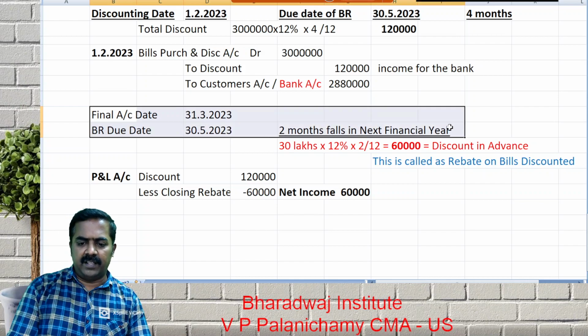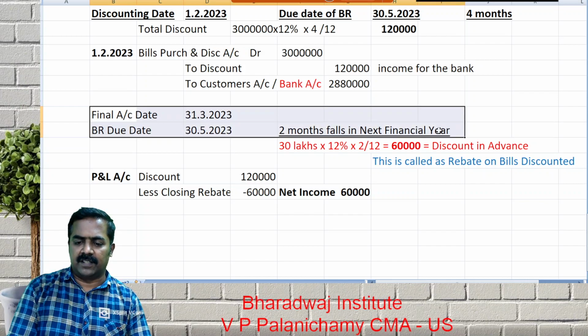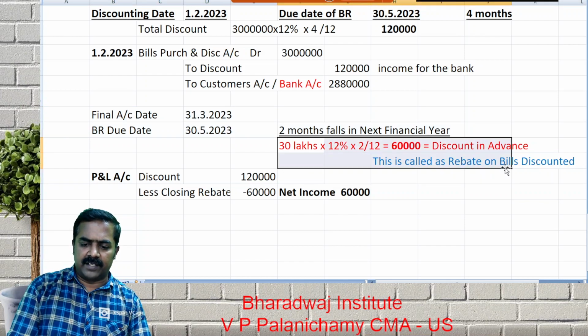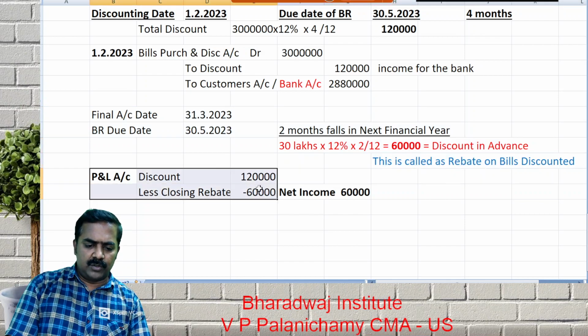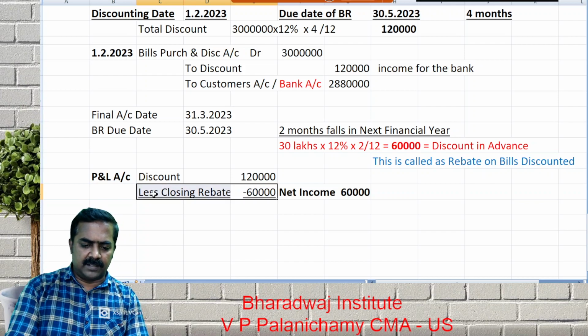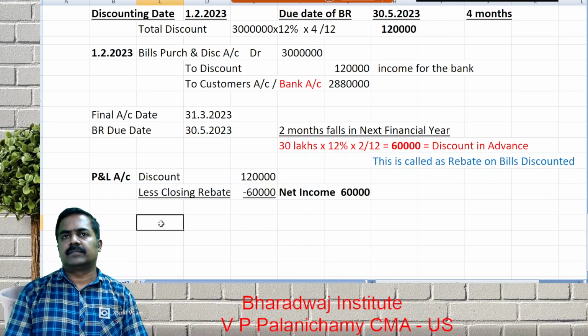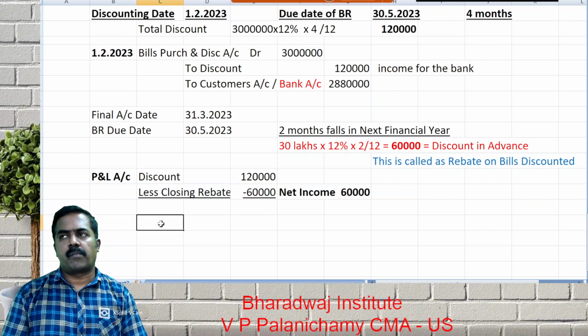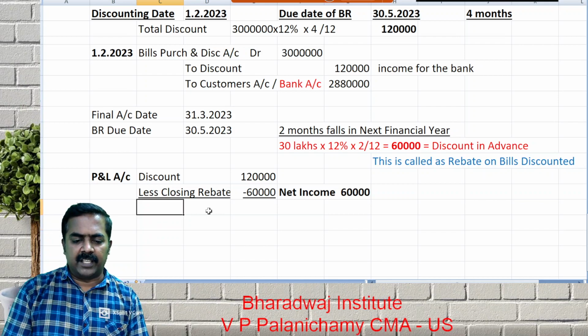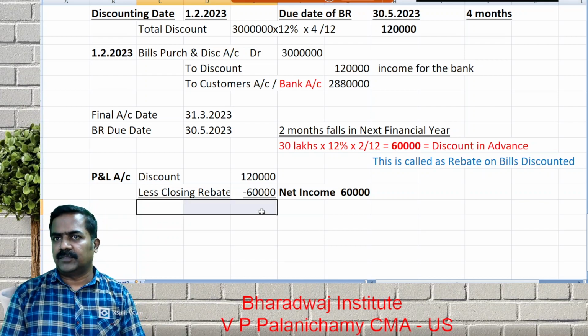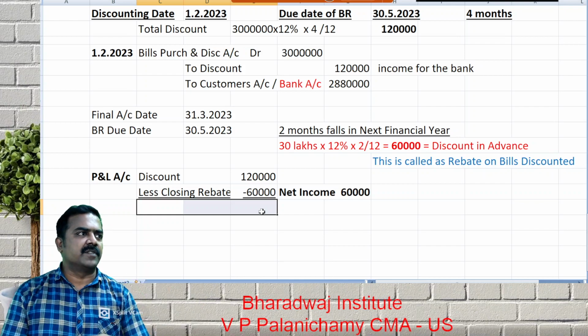Since 2 months fall after this, in the next year, a rebate is calculated. We adjust the rebate and record the net income. If opening rebate were given, what would you have done? You would have added opening rebate because that belongs to which year? Current year.